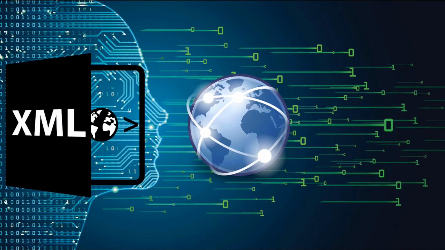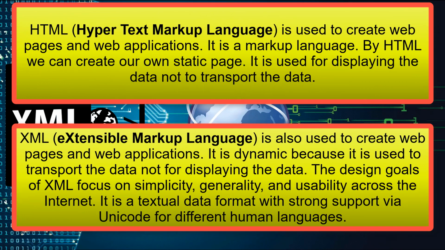So how is XML different from HTML? Well, HTML is a hypertext markup language and it is used to create web pages and web applications. By HTML, we can create our own static page. It is used for displaying the data, not to transport the data. Whereas XML, that is Extensible Markup Language, is also used to create web pages and web applications, but it is dynamic because it is used to transport the data, not for displaying the data.